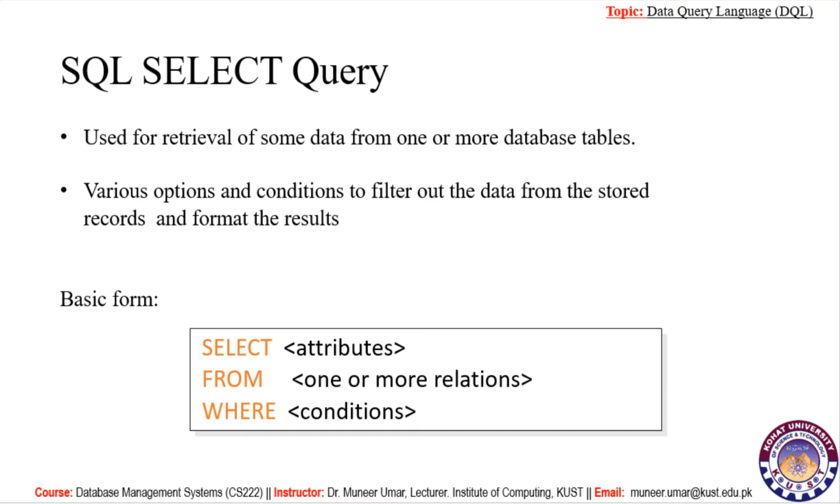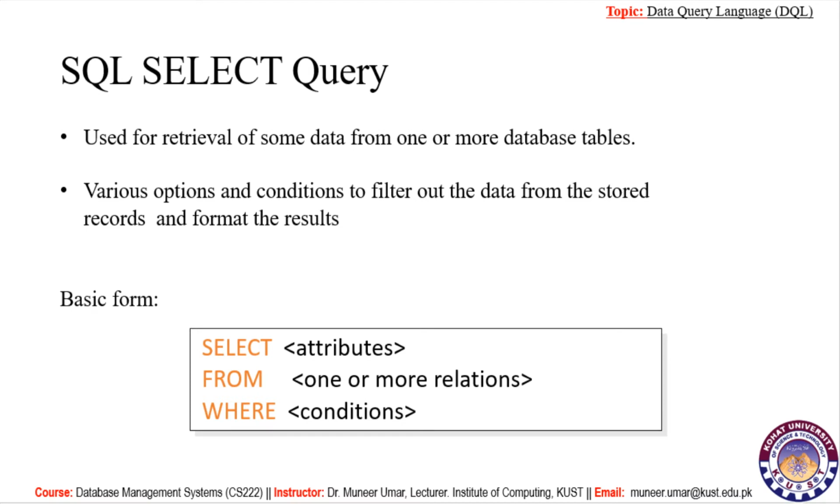So the basic form of select query is you have to type select first. This is a keyword. After that, the attributes of a table. It can be attributes from a single table or from multiple tables. You can also mention a single attribute or multiple attributes. Even you can select all the attributes.